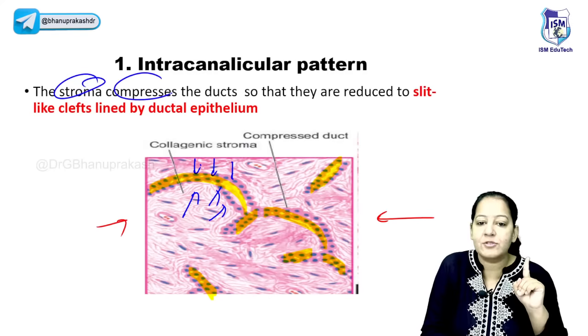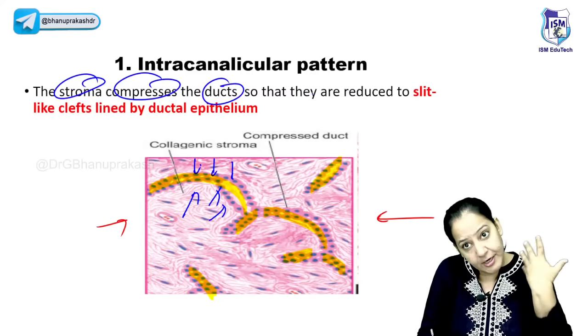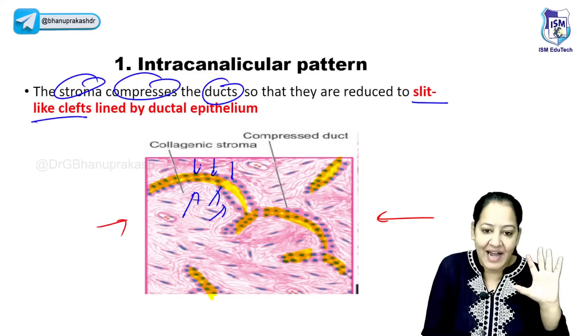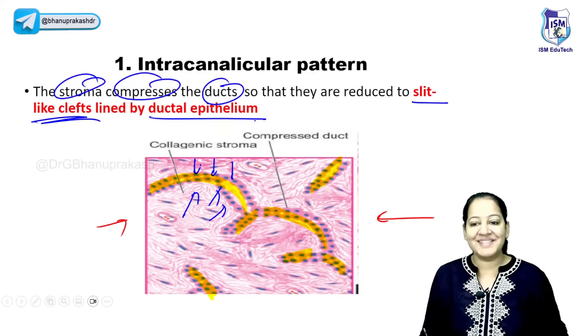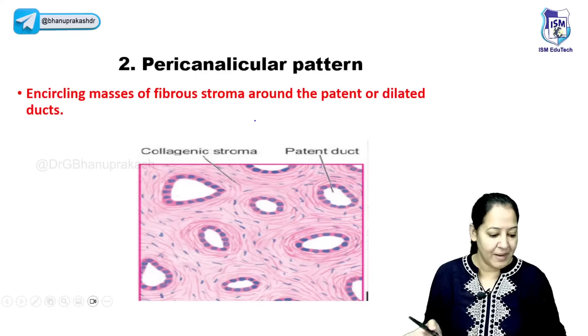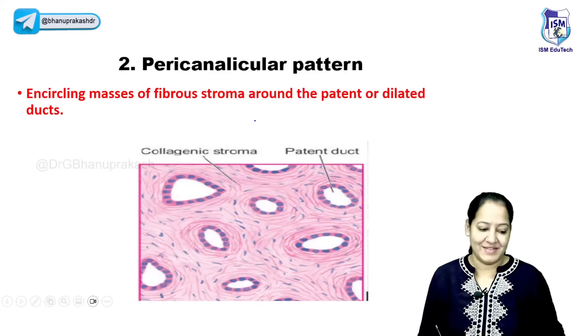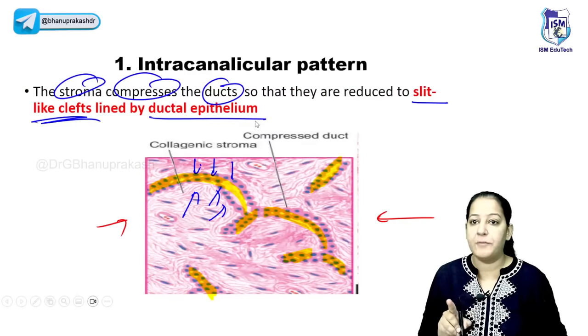The stroma is compressing the duct, their lumen gets obliterated and slit-like clefts are formed, which are lined by the ductal epithelium. So this is the intracanalicular pattern. Now coming to the pericanalicular pattern. Okay, this is intracanalicular fibroadenoma.